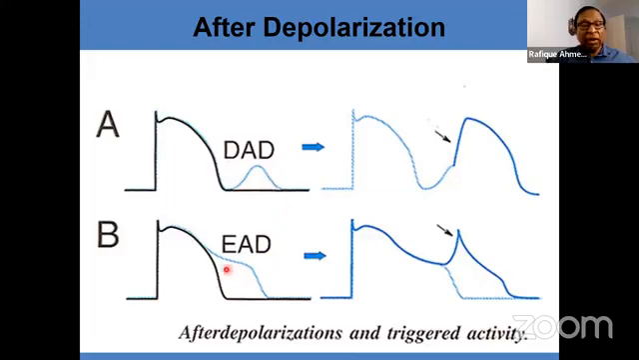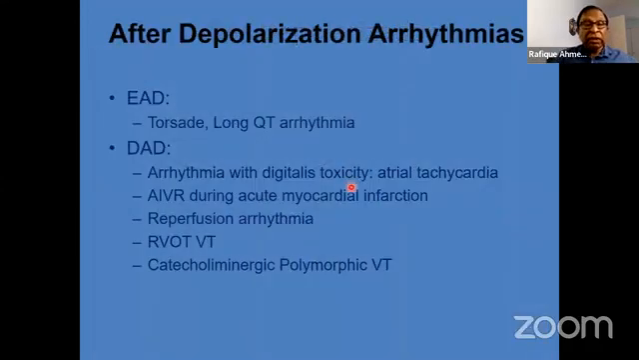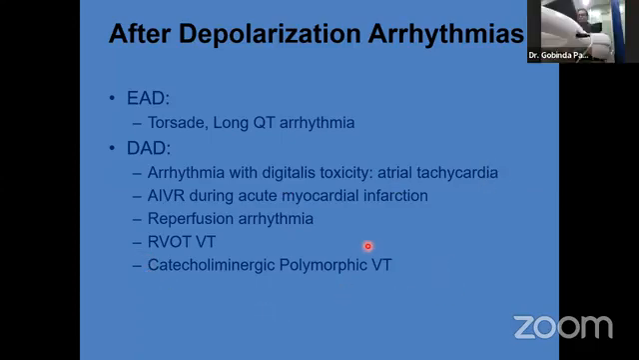And then we have early afterdepolarization, which is normally related to long QT. This can happen in long QT syndrome, or if we give an antiarrhythmic drug, and they can produce early afterdepolarization. Early afterdepolarization occurs in phase 2 or phase 3, and delayed occurs after repolarization. Phase 2 is calcium current dependent, phase 3 is potassium current dependent. Examples of early afterdepolarization are torsade and long QT arrhythmia. Delayed afterdepolarization arrhythmias include digitalis toxicity, such as atrial tachycardia, and catecholamine-related arrhythmias.